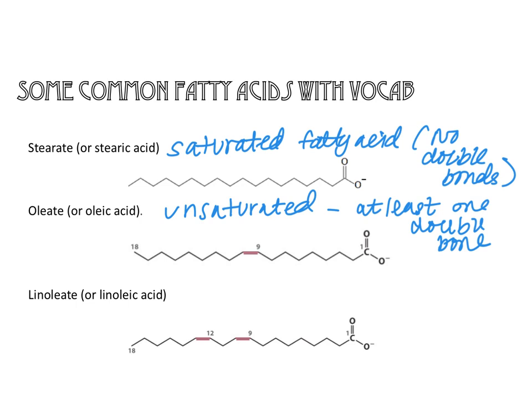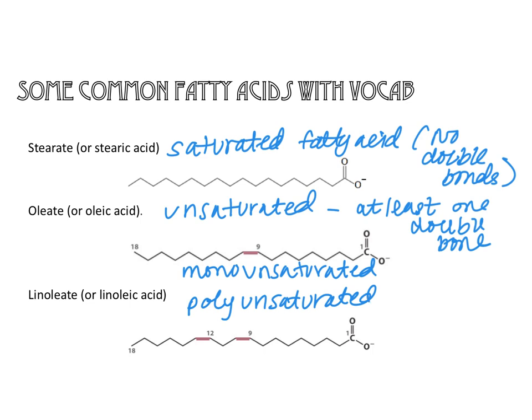A lot of times we would just call this monounsaturated, to indicate that there's only 1 double bond in the tail. And then linoleic acid has multiple double bonds, so we'll call this polyunsaturated fatty acid. I'm just gonna do FA for fatty acid. All right, so then there are, from this, 2 different kinds of double bonds.